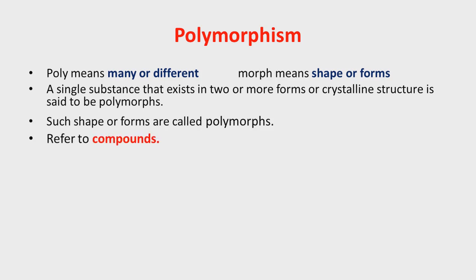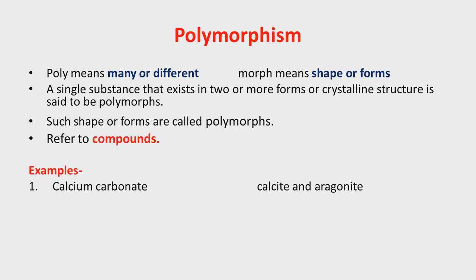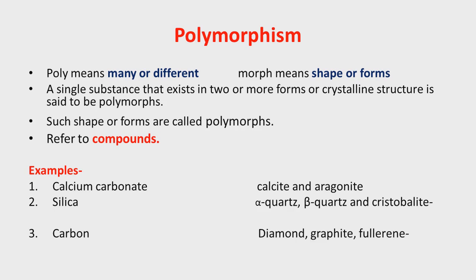Polymorphism is referred to compounds only. Here are some examples of polymorphism. Calcium carbonate forms calcite and aragonite. Silica gives alpha quartz, beta quartz and cristobalite. And carbon, which is actually an element, therefore gives allotropes. So the allotropes of carbon are diamond, graphite and fullerene.